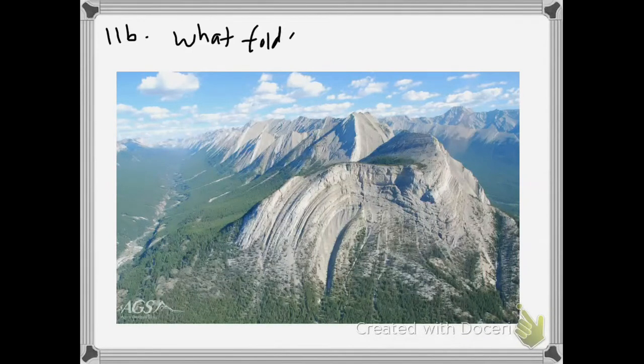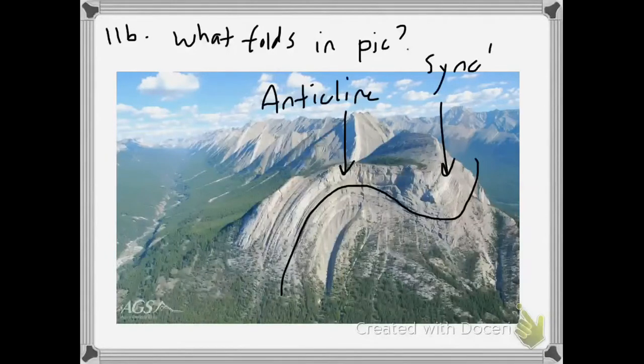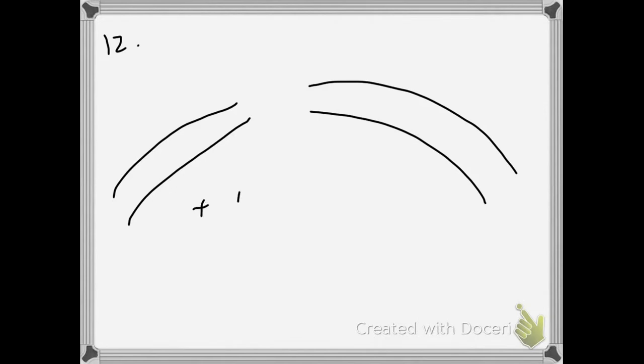So this is question 11B. What folds are in the picture? How many folds and what type of folds are shown in the picture? Well, let me help you accentuate them with my black marker here. That one starts with an A. That's an anticline. And here we have the S one, which is a syncline. And by the way, do they look plunging? Well, it's kind of hard to tell in the picture. That would mean that their hinge line is dipping, not their hinge plane.